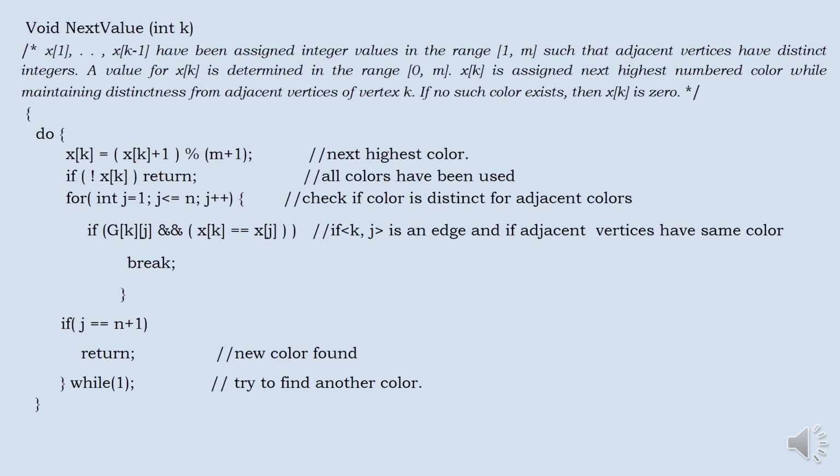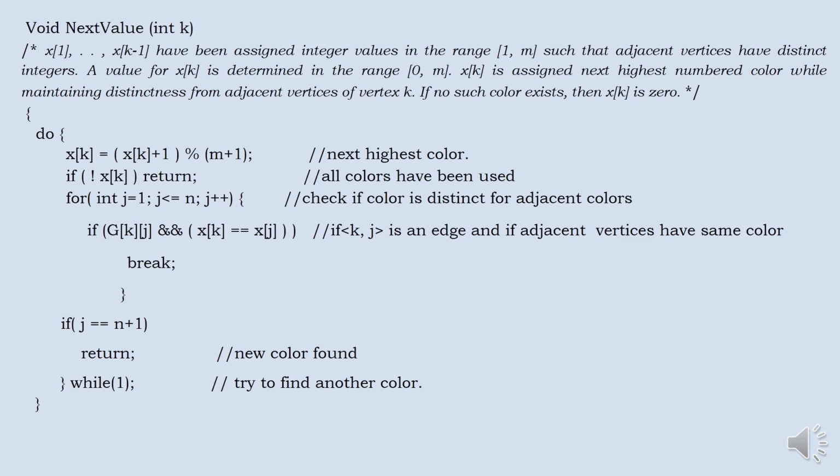So if g of k, j represents the edge between the currently colored vertex k and j, and this is equal to 1, and also if the currently colored vertex is x of k and the color assigned previously to the jth vertex is x of j, if both these are equal, that means k and j are adjacent, plus you have assigned the same color. So this was not a valid assignment. You have to repeat the process, so it comes out and continues by trying to get the next possible color.